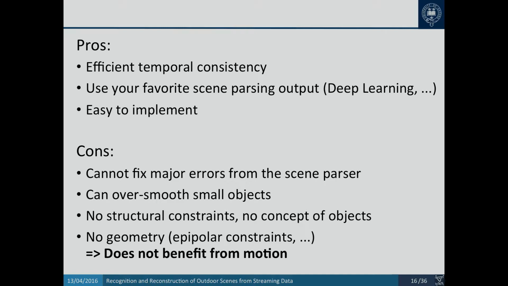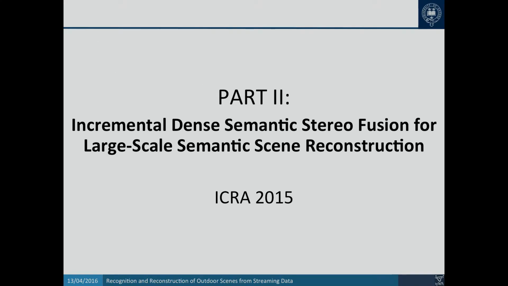It can oversmooth small objects. There are no structural constraints, there's no concept of objects. And in fact, there's even no concept of geometry. So, in some sense, we just try to compensate motion, but we do not benefit at all. And that's exactly what we will try to fix right now by introducing 3D geometry or structure in order to improve the segmentation and also the temporal consistency.